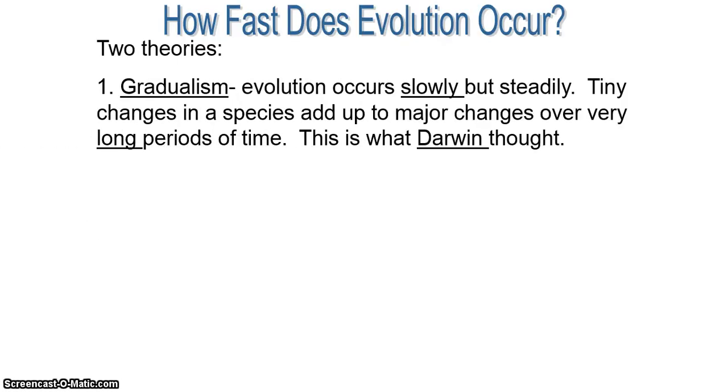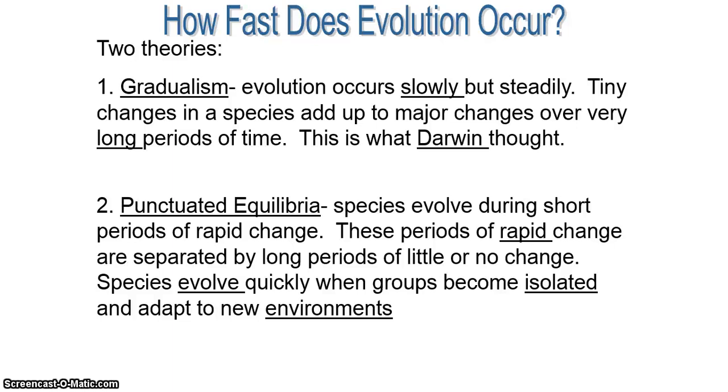So how fast does this evolution occur? And there are two theories. There's gradualism, which is the idea that evolution occurs slowly but steadily. So tiny changes in a species build up into major changes over very long periods of time. And this is what Darwin thought was the case with evolution. He thought change happened very slowly.